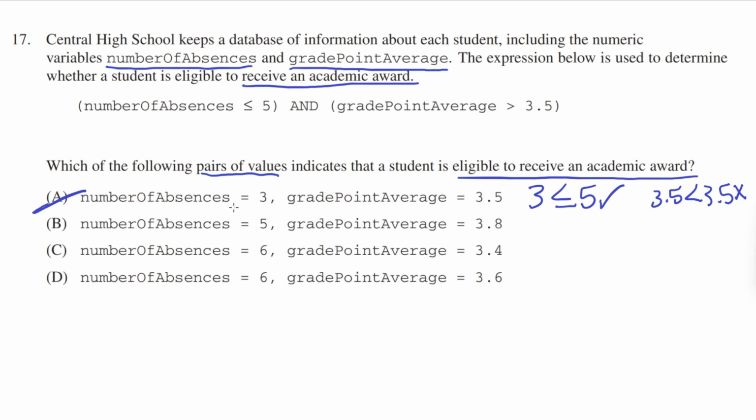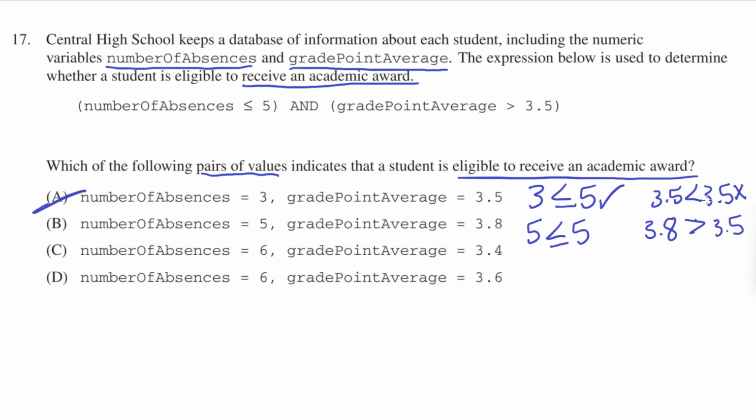So despite having less than 5 absences, the grade point average was not high enough. So A does not get an academic award. What about B? B says the number of absences is 5 and that the grade point average is 3.8. Well, 5 is less than or equal to 5. Specifically, it's equal to. So that means absences is fine. Grade point average is 3.8, which is greater than 3.5.